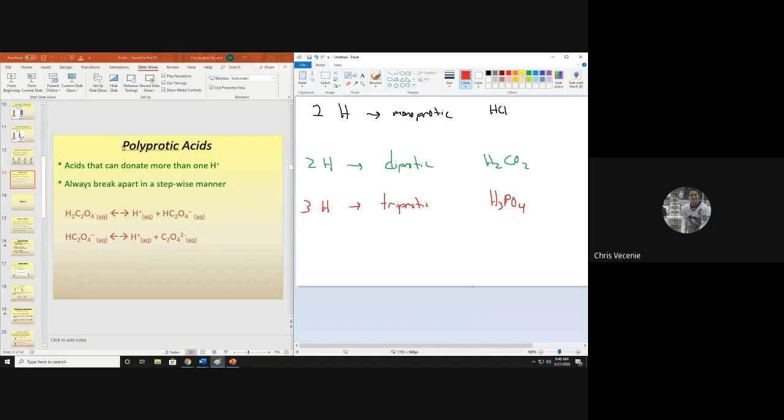But those acids tend to be pretty few and far between that are big enough and strong enough and stable enough to possess 4 different H's all in different spots that are donatable. But 1 H is monoprotic, 2 H's is diprotic, and 3 H's is triprotic.